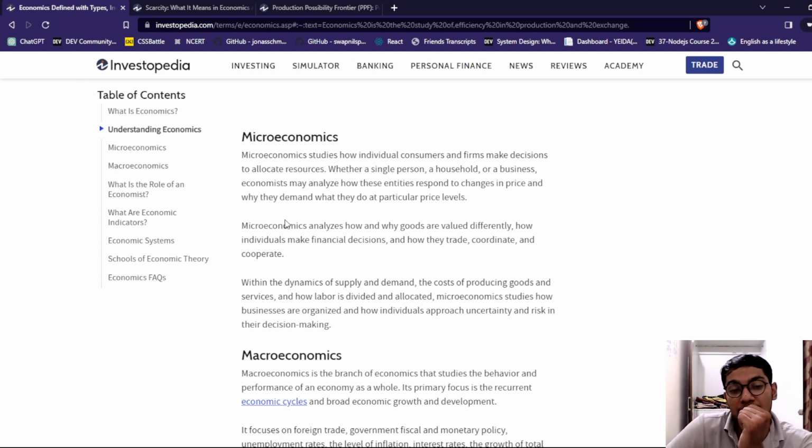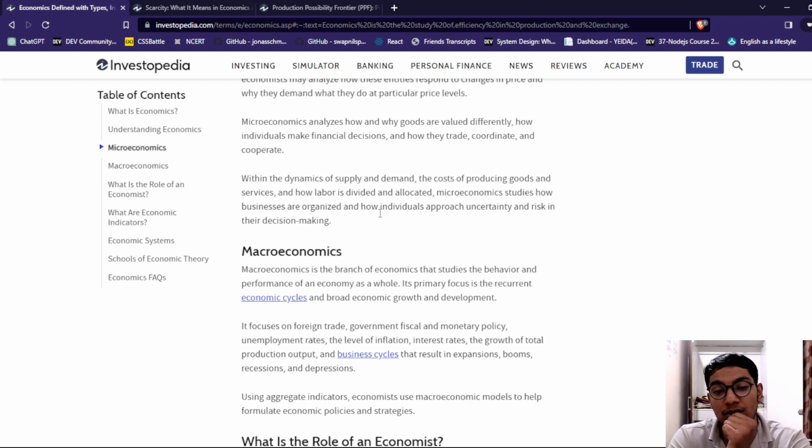They also look at the dynamics of supply and demand, the cost of producing goods and services, and how labor is divided. Microeconomics studies how business is organized and how individuals approach uncertainty and risk in decision making.